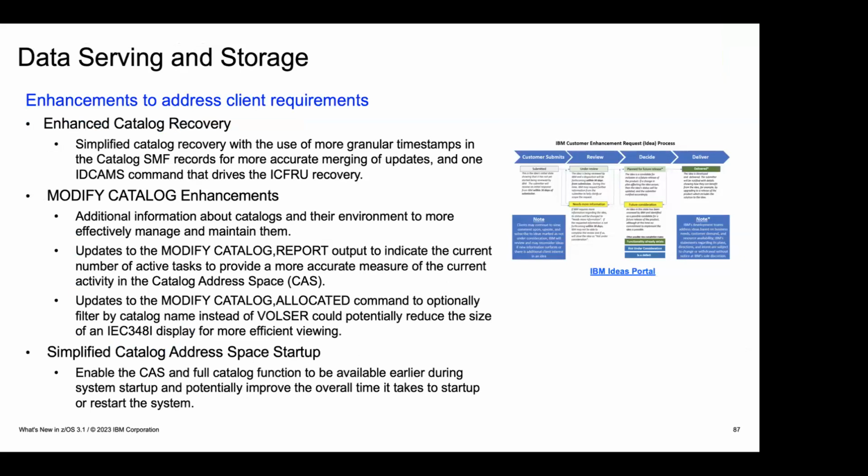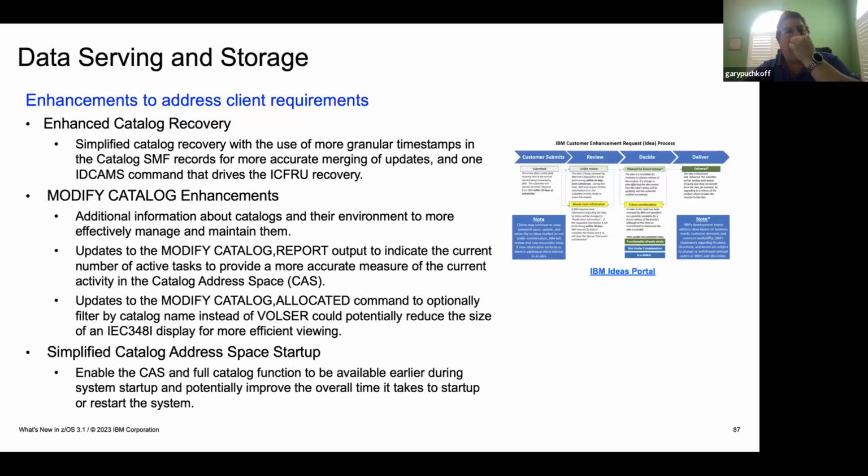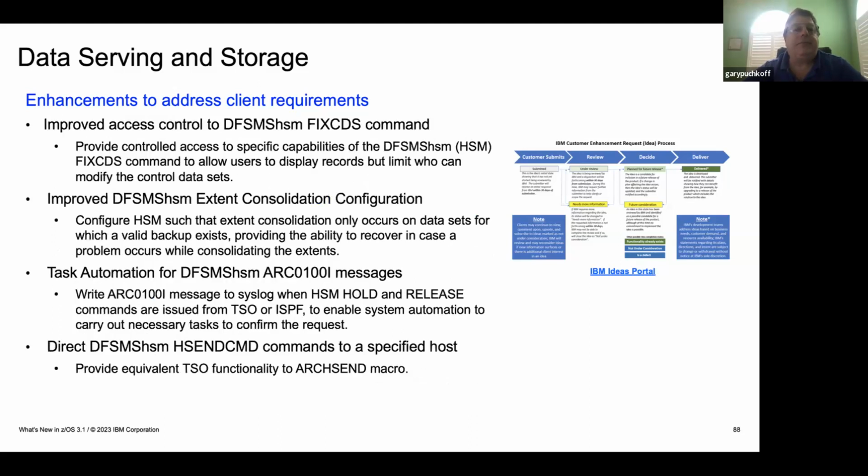Okay, so we had a number of client requirements in data serving, improved catalog recovery, some improvements to the catalog around reporting and messaging, telling you more information. And the catalog address space now starts and becomes full function in one place. So you won't see it start, stop, and then start again.